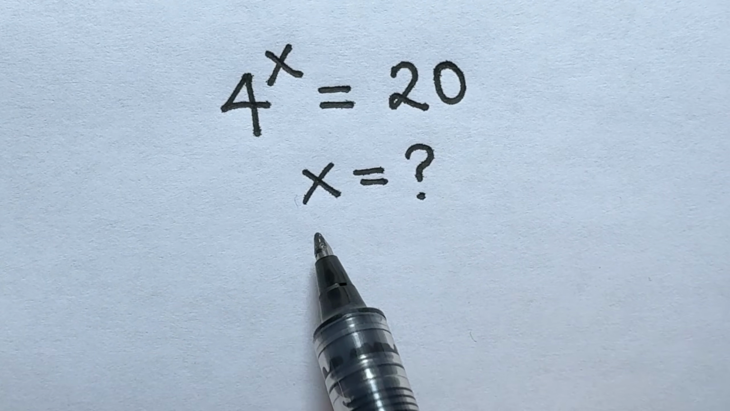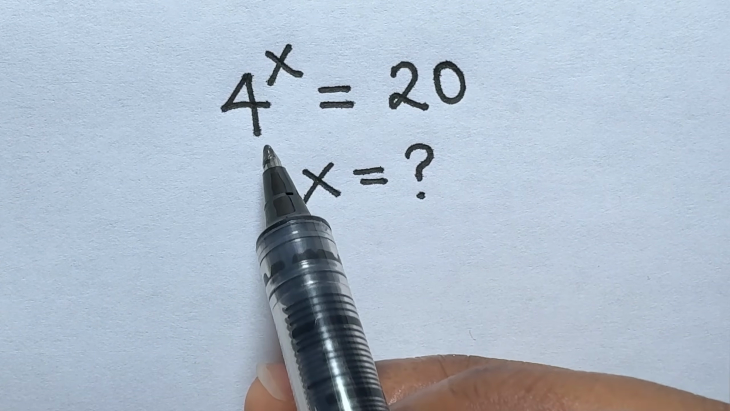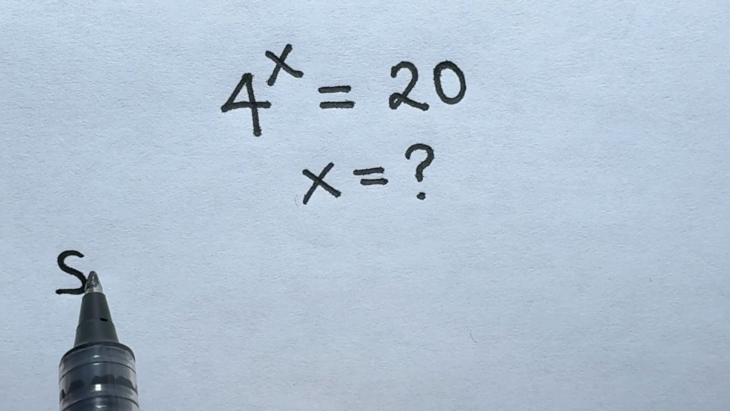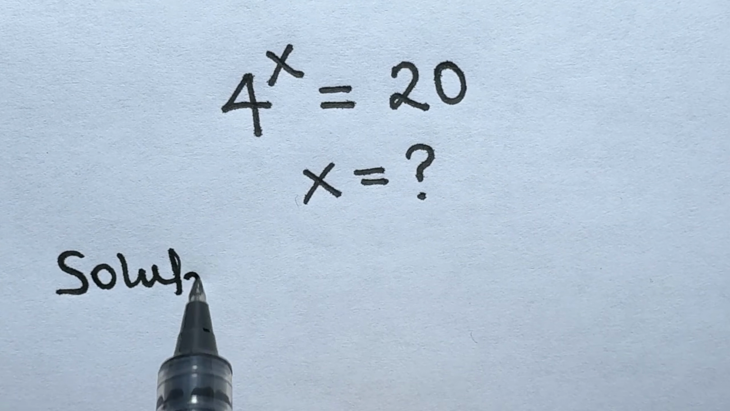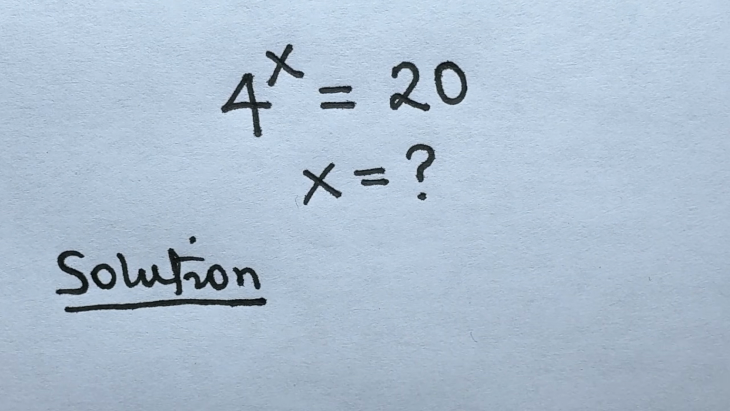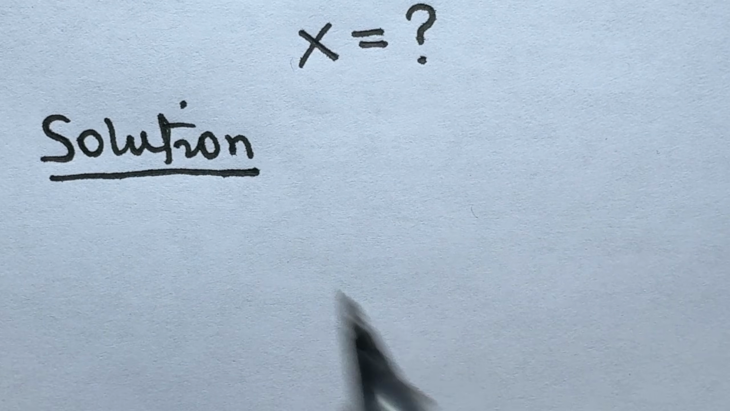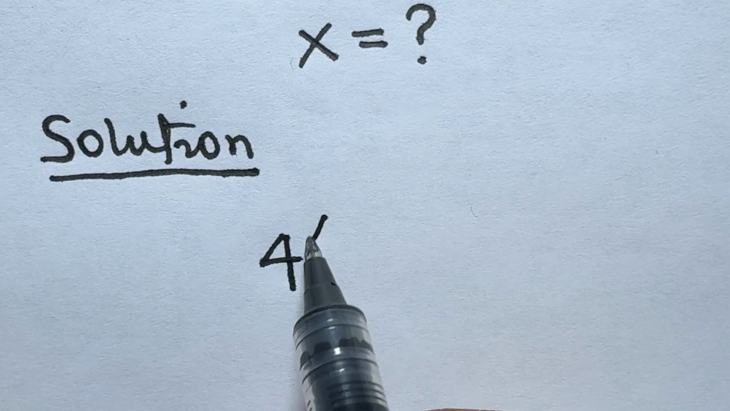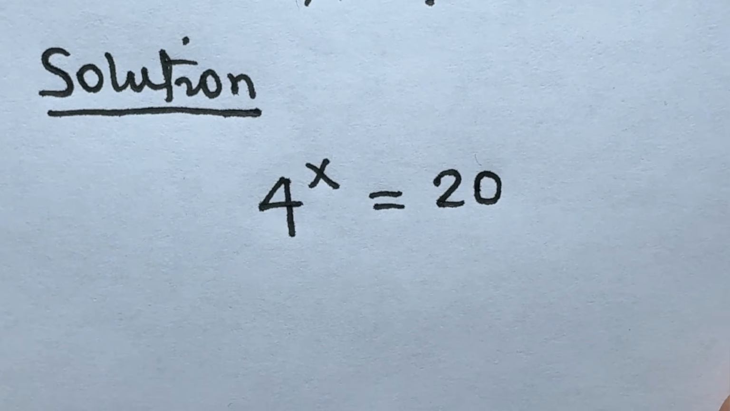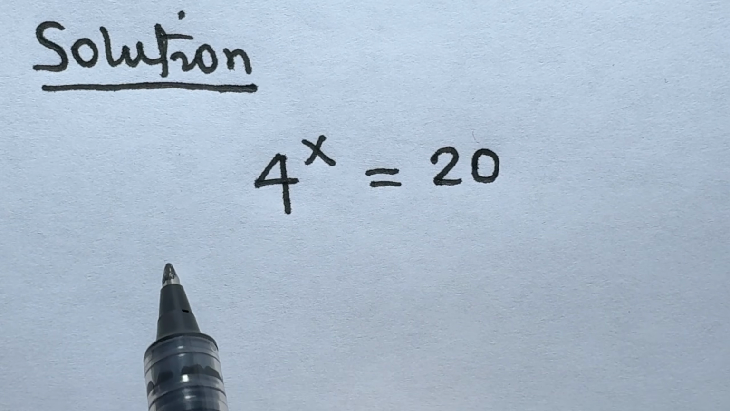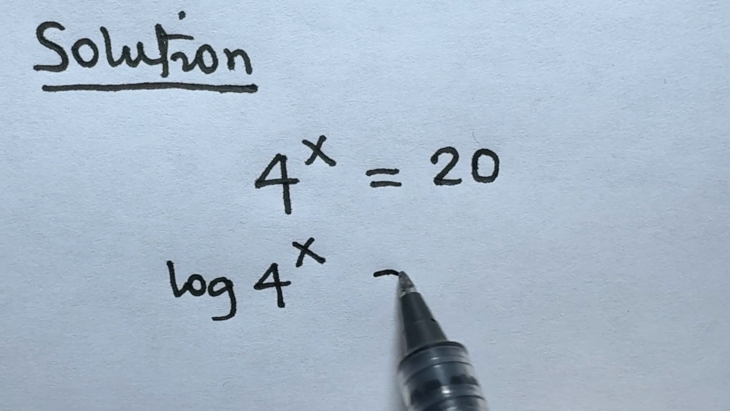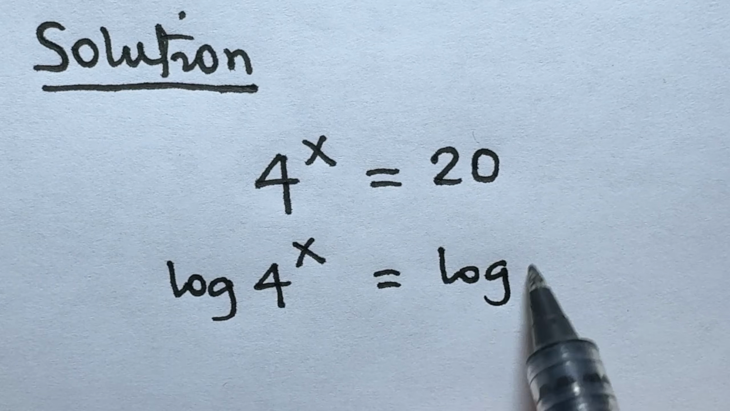In this video, let us solve for x given 4 raised to power x is equal to 20. We are given 4 raised to power x is equal to 20. This is an exponential equation. Let us take the logarithm of both sides. So we have log 4 raised to power x is equal to log 20.